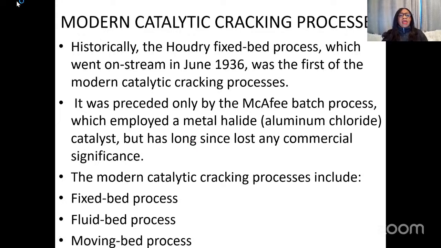Okay. Modern catalytic cracking processes. We have different catalytic processes like the fixed bed process, fluid bed process, and moving bed process.